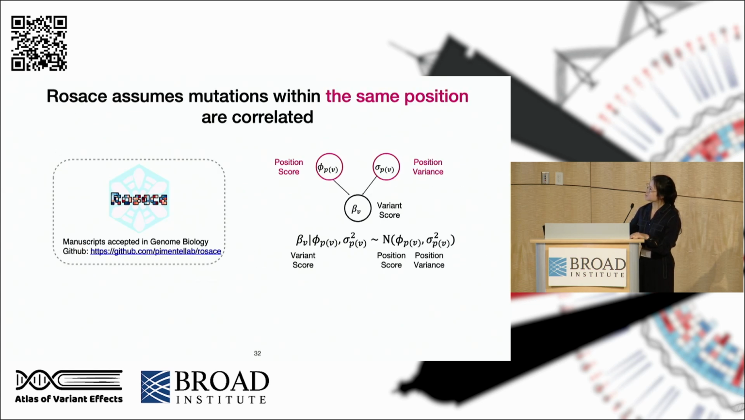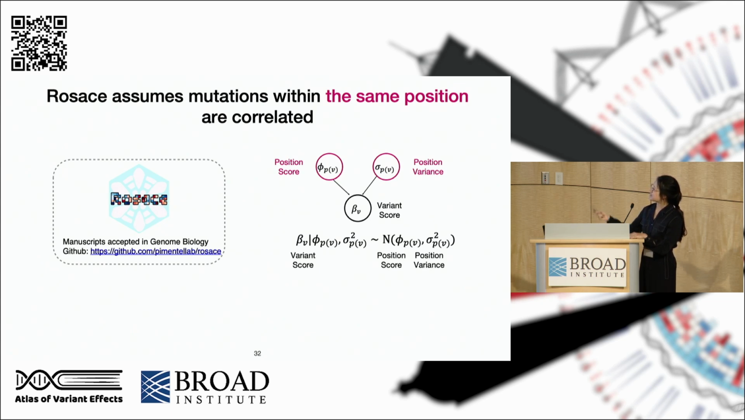So we developed this new method called Rosace. It assumes mutations within the same position are correlated, which is our first assumption. I was doing some proofing of this manuscript this morning, so it got accepted, and we have this GitHub link. It's built as an R package. I know a lot of folks use Python, but it's an R package. Maybe building a GUI is something we want to do later, but currently it's here.